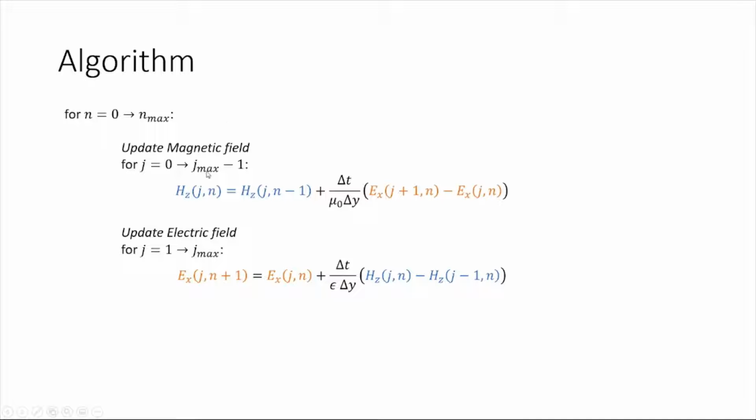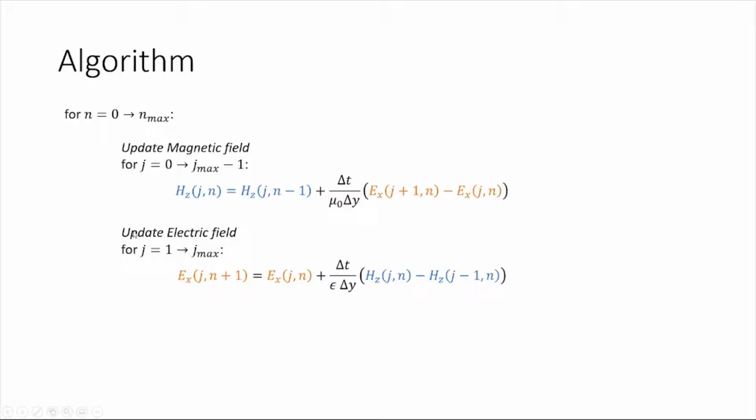Okay, so why j max minus 1? Well, this is just because of this term right here, this Ex at j plus 1. If your Python array is of size j max, then if you try to evaluate at j max plus 1, you're going to get an error. You're going to get a memory error because you didn't allocate that memory. So we need to actually cut it off somewhere. So we're going to cut it off at j max minus 1 for this loop.